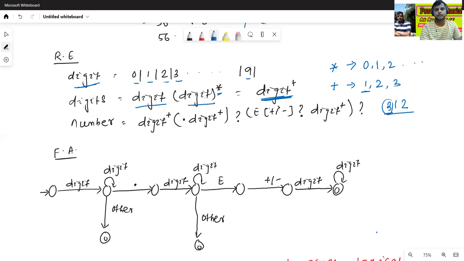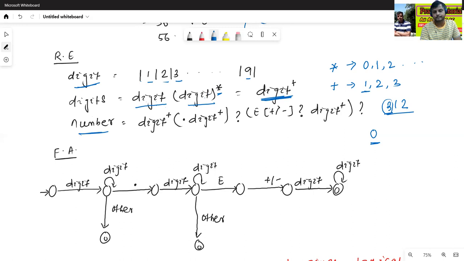So remember, we should not include 0 here. Why? Because if I include 0, suppose I write digits equal to digit into digit star. Suppose I take digit as only one digit, like 0. Then I can take zero occurrences of digit star, which means I will not take anything. So 0 is not a digit. Okay, next we'll create the number.